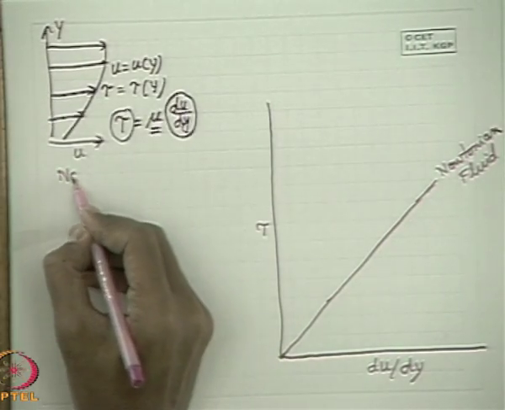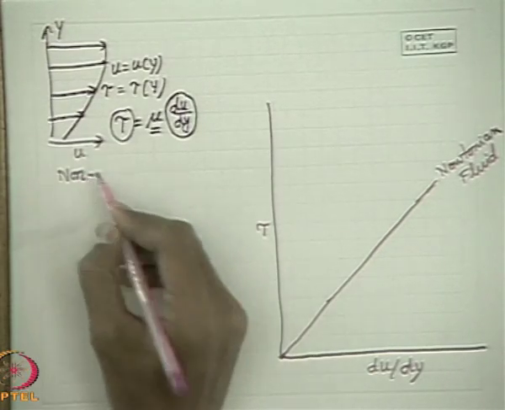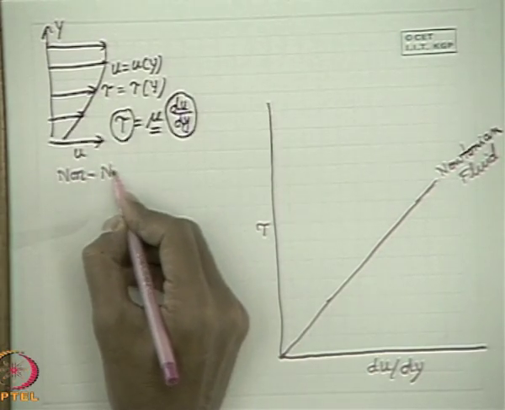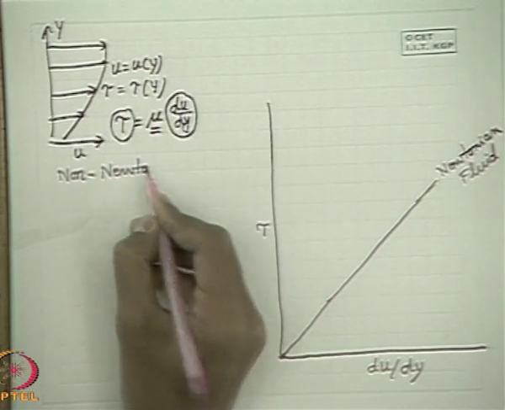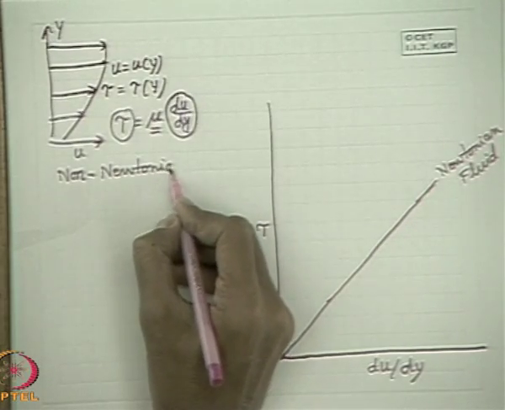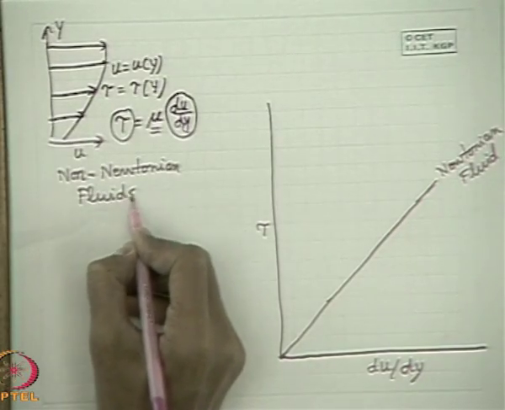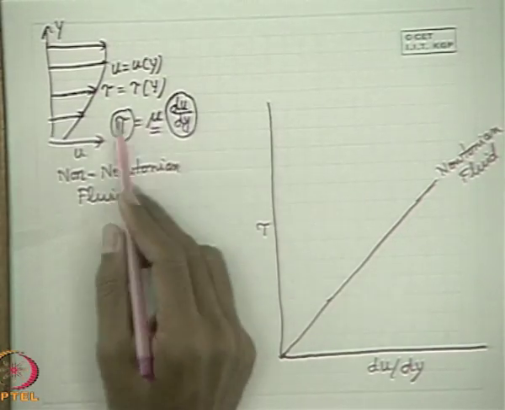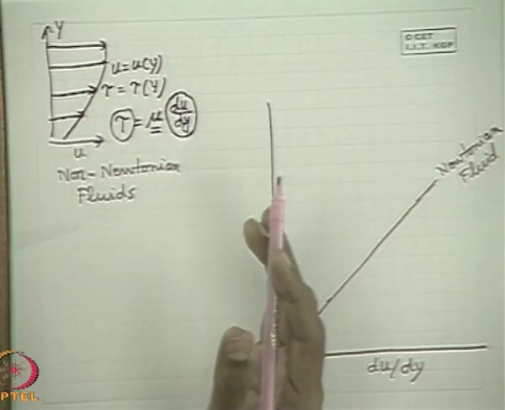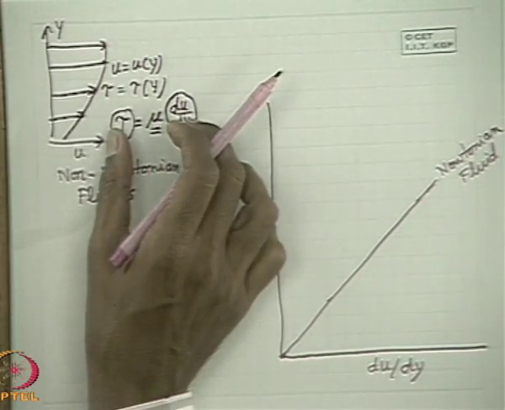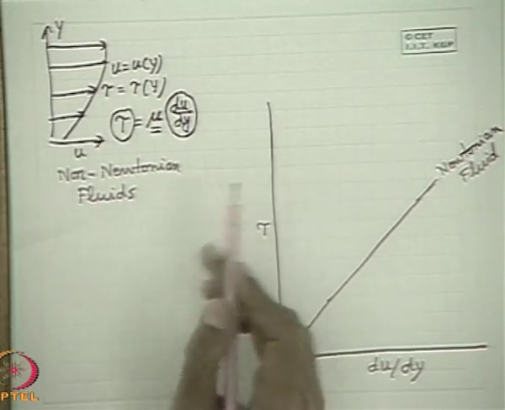On the other hand, we recognize that there are classes of fluids which do not obey this linear relationship, known as non-Newtonian fluids. These fluids in general behave differently from this, and in fact no single model can be established for the class of non-Newtonian fluids.